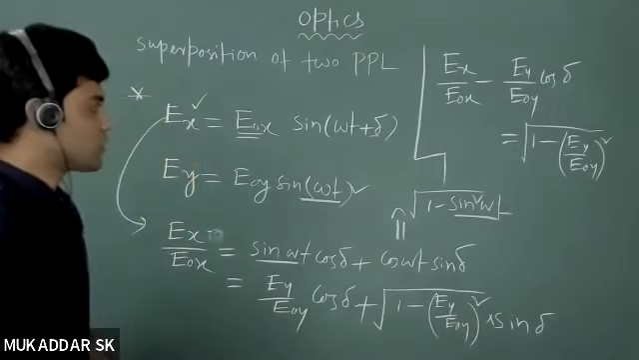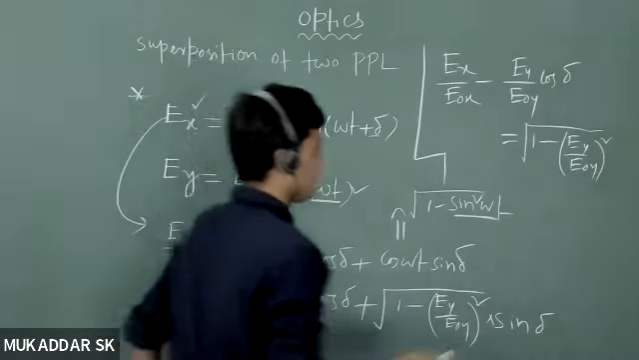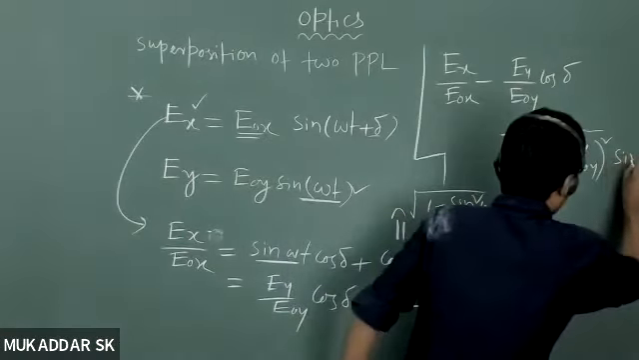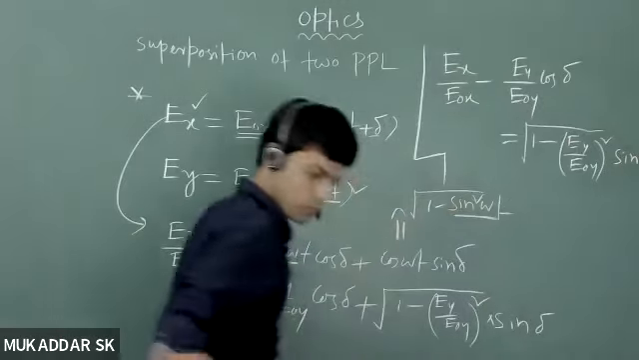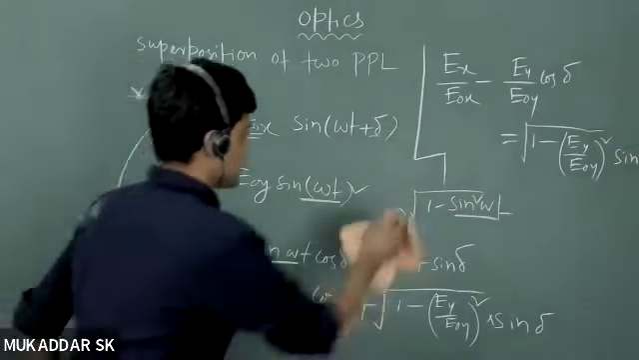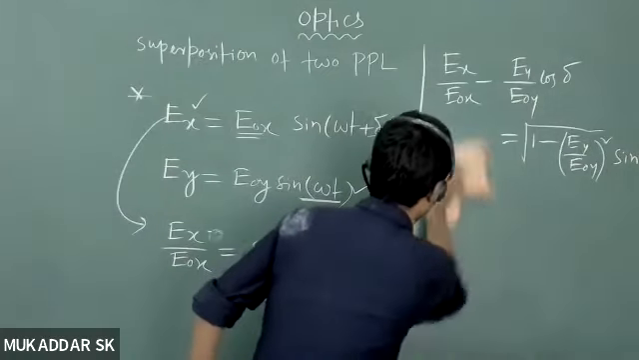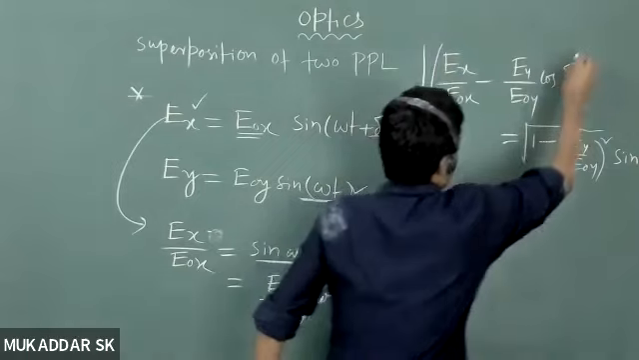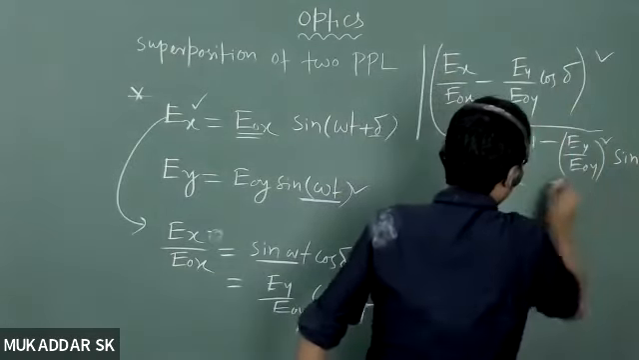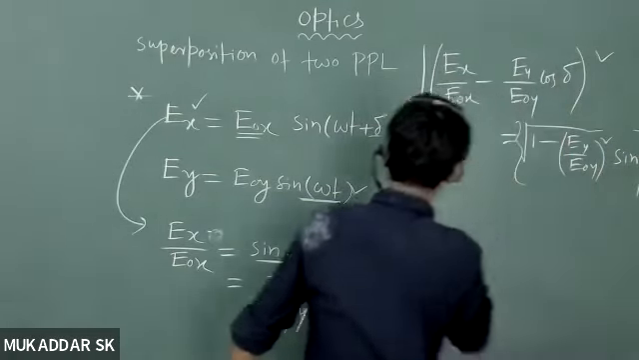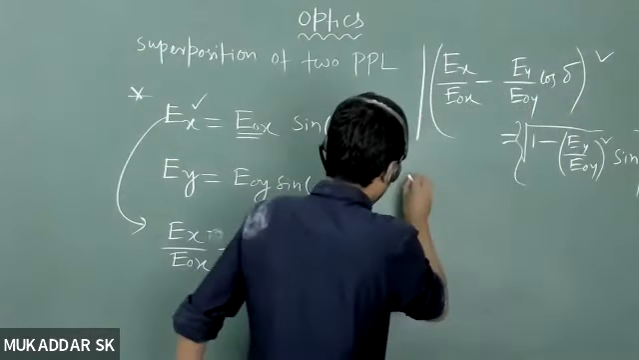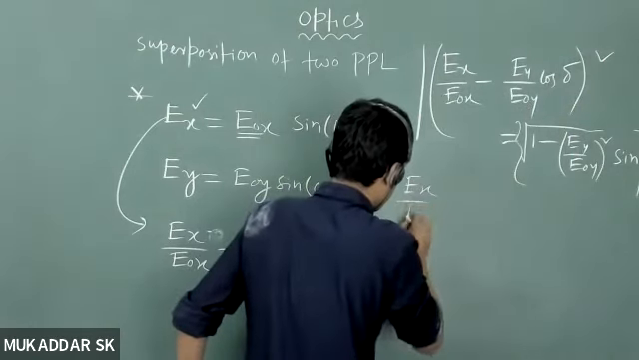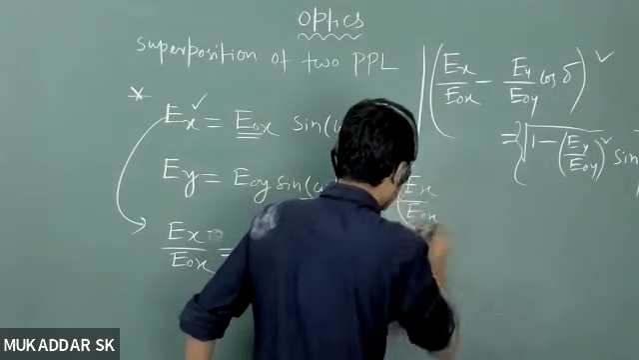Okay. So this equation is like this. Then you have this term, sine of delta. So this equation I can further write like, if I square both sides, then how much I'll get? I'll basically get Ex by E naught x whole square.